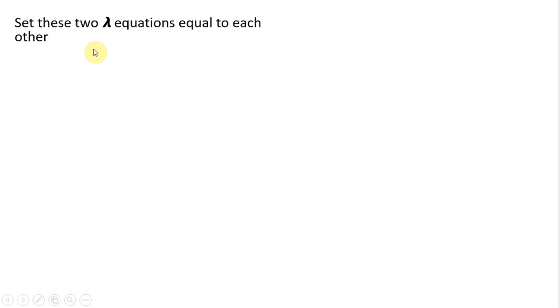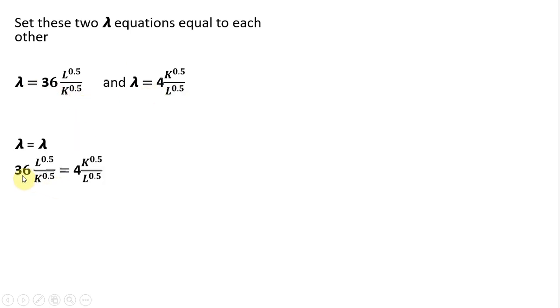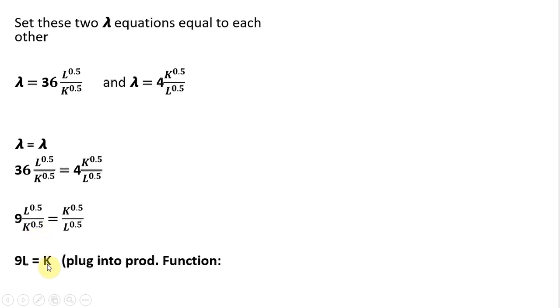The next step is to set those two lambda equations equal to one another. So setting these two lambda equations equal to one another, lambda equals lambda, gives us this. Dividing through by 4, 36 divided by 4 is 9. And then I'm going to multiply through by L to the 0.5, both sides. And I'm also going to multiply both sides through by K to the 0.5. Doing that, we get K equals 9L.